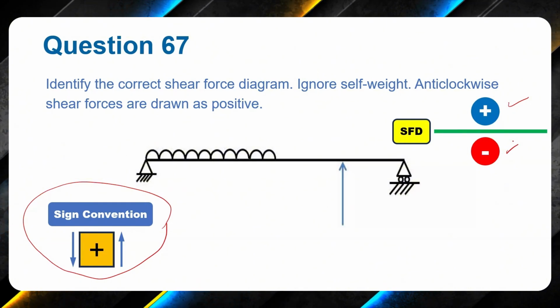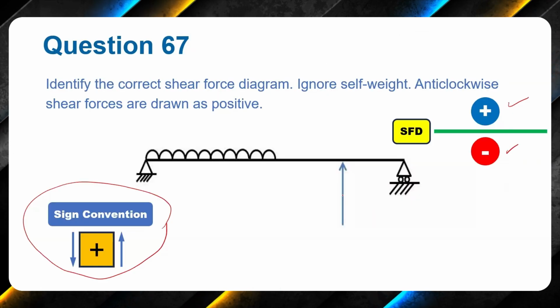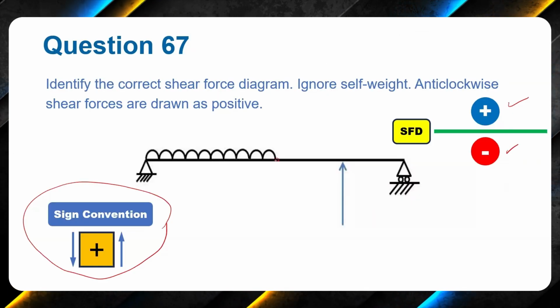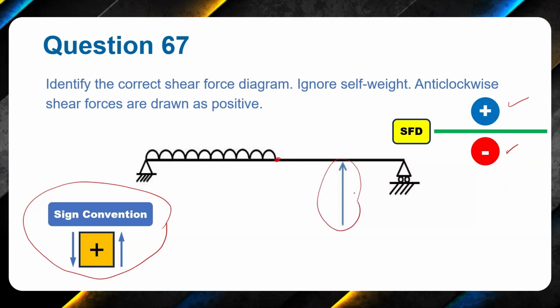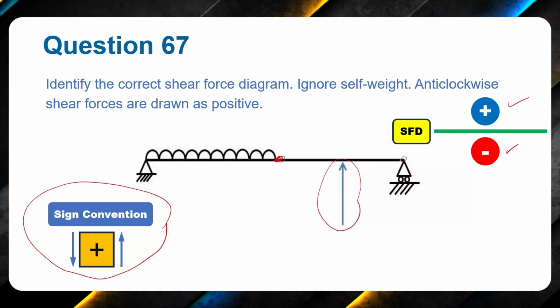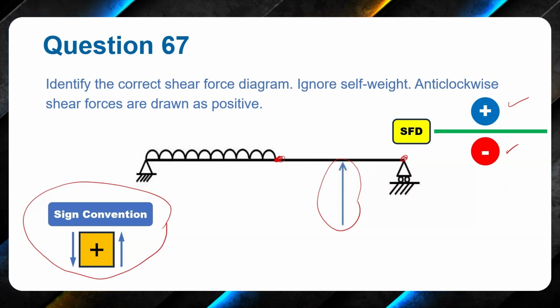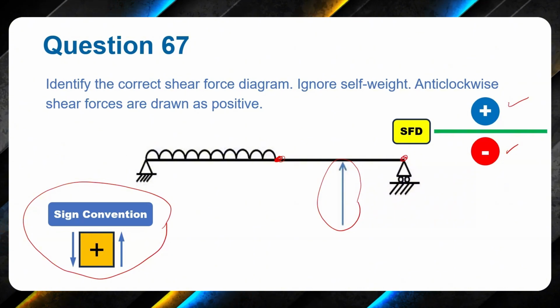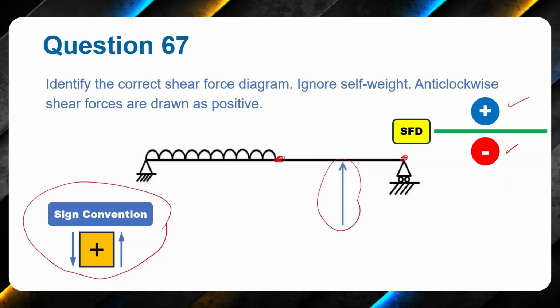Let us see what options we have. There are four options to choose from, and I will closely see where loading is applied. So in the middle of the beam I have this point load, so it means that between this point and end point there should be straight horizontal or vertical lines. There can't be any inclined line, so I will discard certain options because of that.